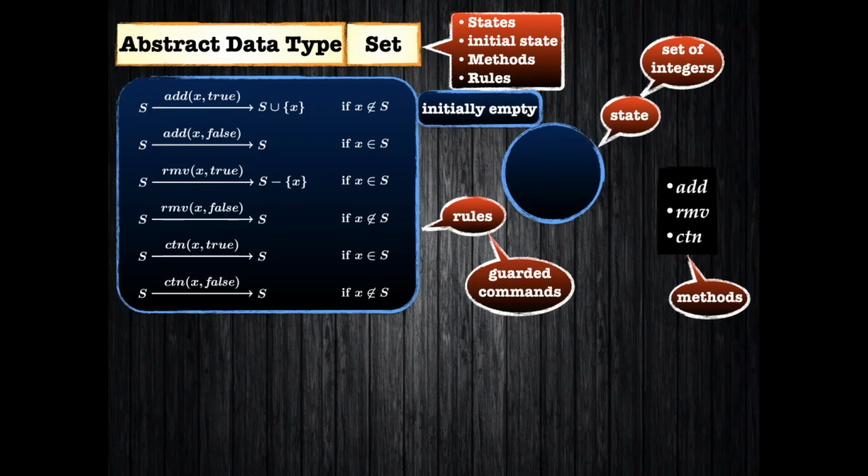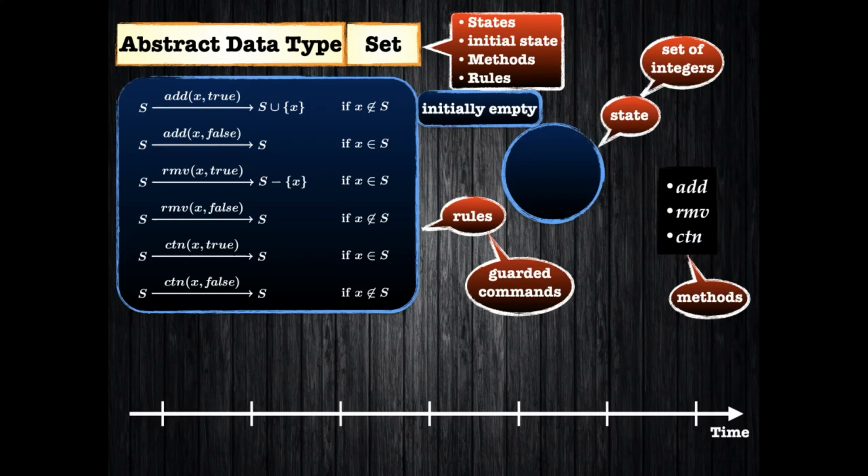So from now on, I use this diagram quite often, which shows time. Time is not real time, it's logical time. It just counts the number of steps that you have performed. And this we will use to relate abstract data types with what we call histories, with sequential programs, with concurrent programs.